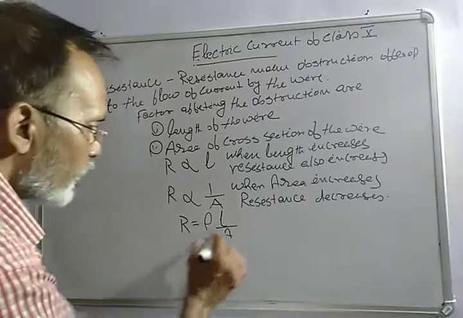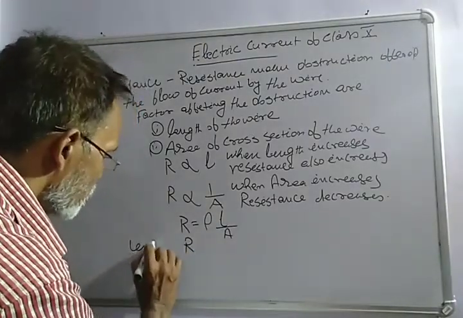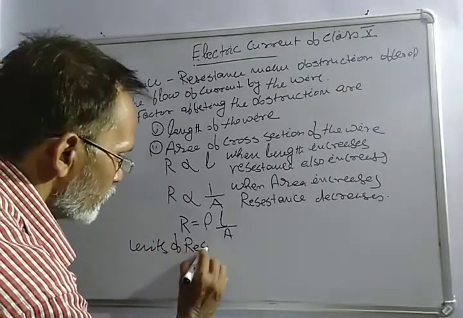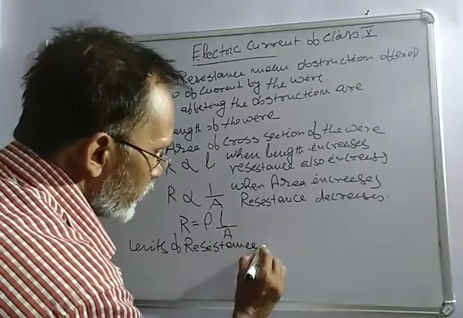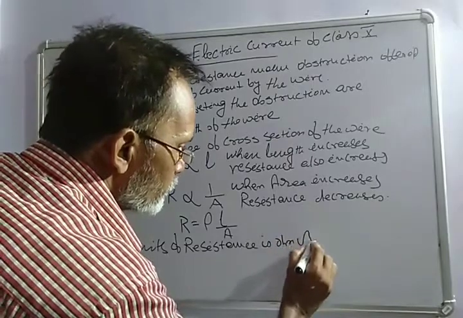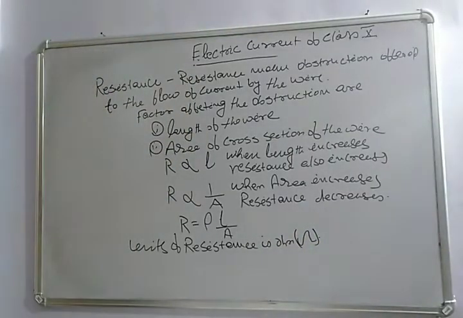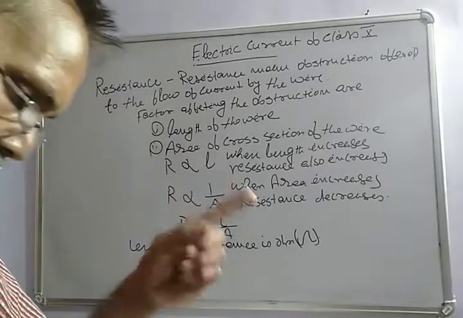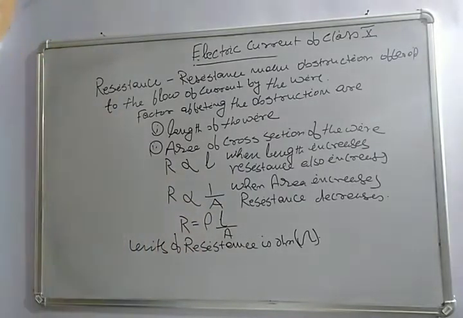The unit of resistance is ohm. The resistance of a conductor is said to be 1 ohm if under a potential difference of 1 volt a current of 1 ampere flows through the conductor. So this is all about the resistance.